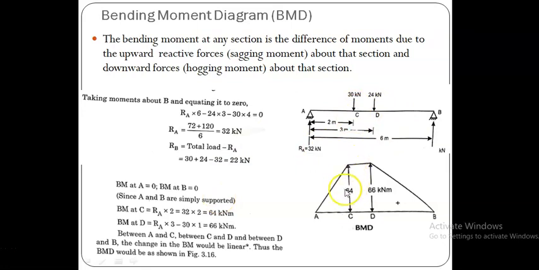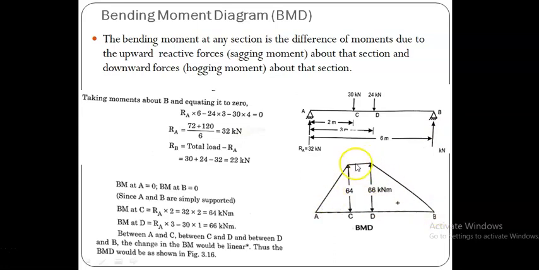And I can also find the bending moment at D. It is RB into this distance, that is 22 into 3, which is 66 kilonewton meter. And at support B it is 0. The bending moment value is 0 because it allows rotation. There is no reactive moment produced. So like that, now I can connect all these points by straight lines.